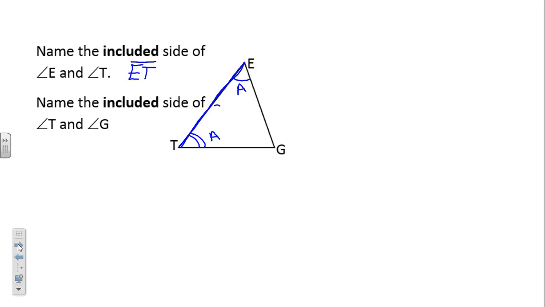Does everyone understand why? To use angle side angle, they have to be snug up next to each other, all close together, all touching, no gaps. And so we can use angle side angle if we have angle E, angle T, and then segment ET. Question, Dara? Or do you have a question? Okay.